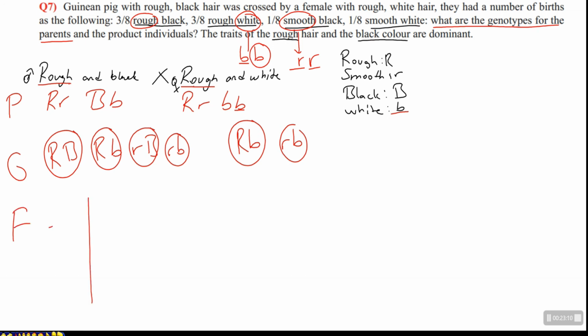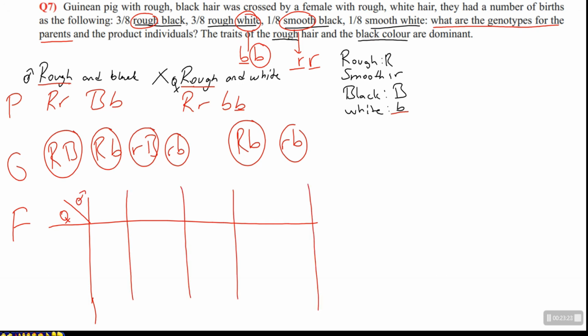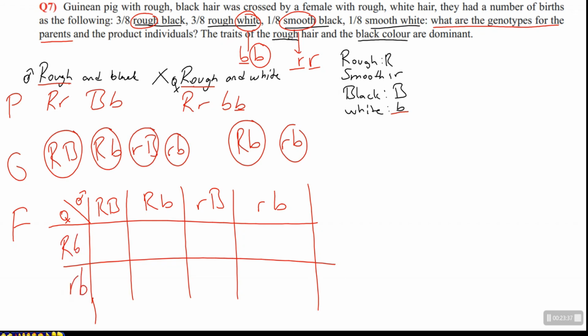So we draw what? We draw our Punnett box, for female gametes and male gametes. Male: R capital B capital, R capital B small, R small B capital, R small B small. For female gametes: R capital B small, R small B small.